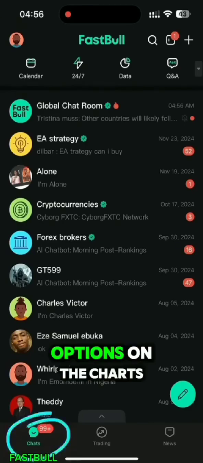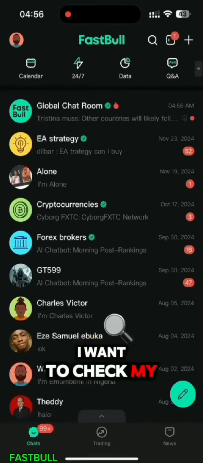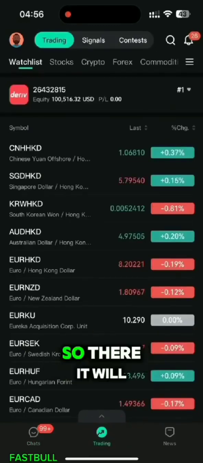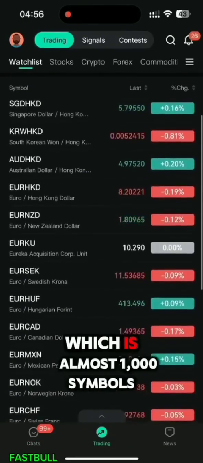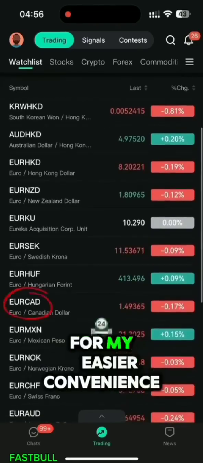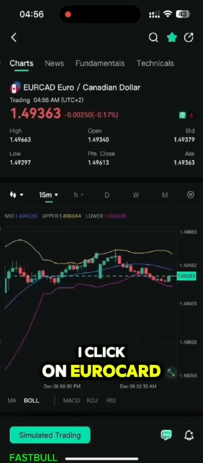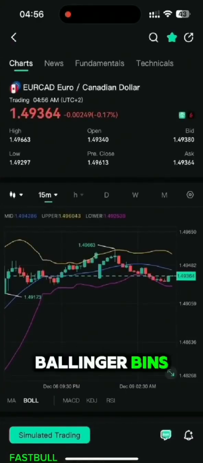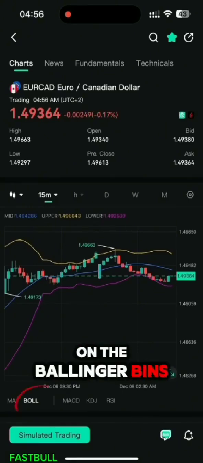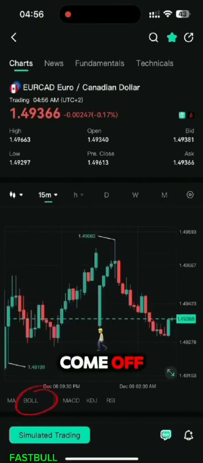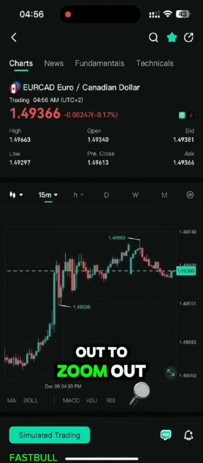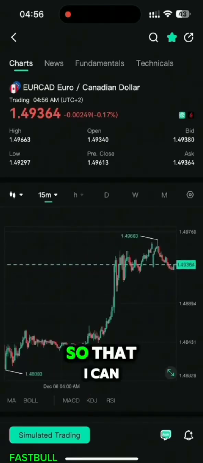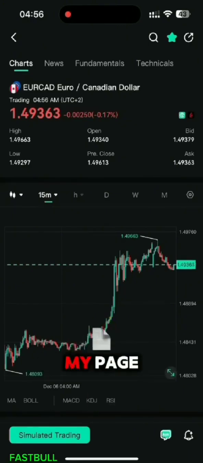Back to our options on the charts, I want to check my trading activities. So I'll slide over to that trading bar over there. There it gives me my watch list, which is almost 1,000 symbols for my convenience. I click on EURCAD over there, and it takes me directly to the chart. Since I don't want the Bollinger Bands, I simply click on the Bollinger Bands and they come off. Then I pinch out to zoom out so that I can see which pattern this is and have a clear analysis on my page.